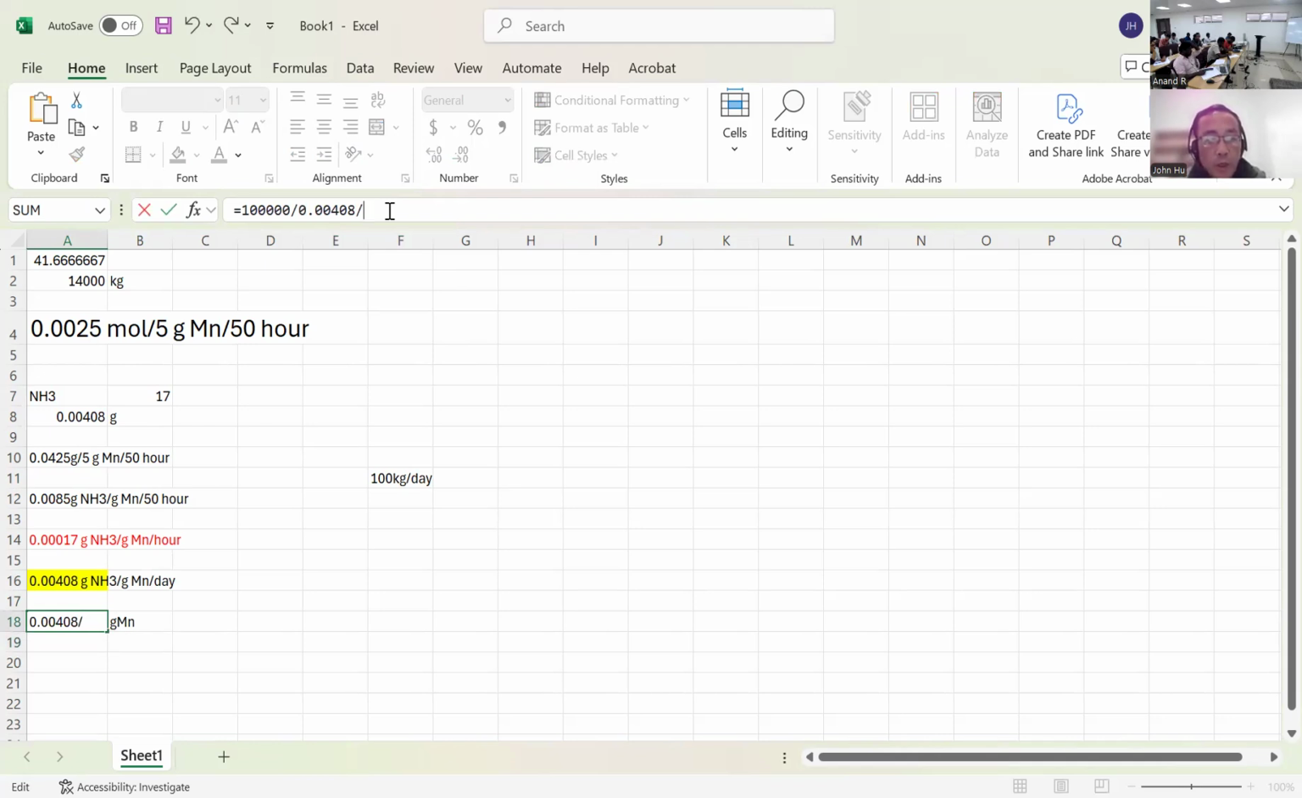How do you change from gram to ton? 1, 2, 3, 4, 5, 6. Correct? All right. Do you see my formula to change this number to ton? So that's the number you need.